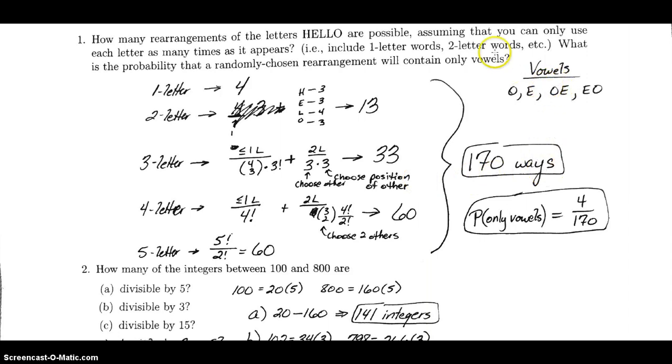How many different ways can we only have vowels? Well, there's really only 4 of those. We can just list them out real quickly. So 4 out of the total 170. Remember that these 170 are all equally likely, and that's why we can set this probability up. If these were not equally likely, we'd have to work with that a little bit more.